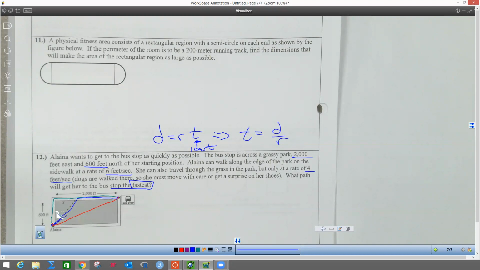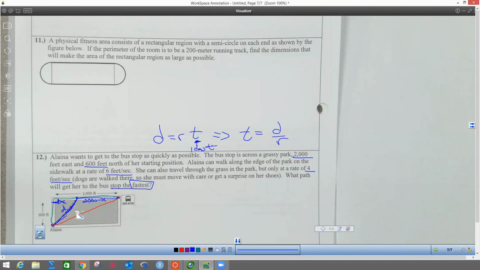Well, if you recall, if we're going to cut across the grass here, we're going to call this distance x, from here to here, which would make this part over here 2,000 minus x. Okay? So if you look, we have a right angle right there. So this would be some distance d right there. That'd be a distance d.